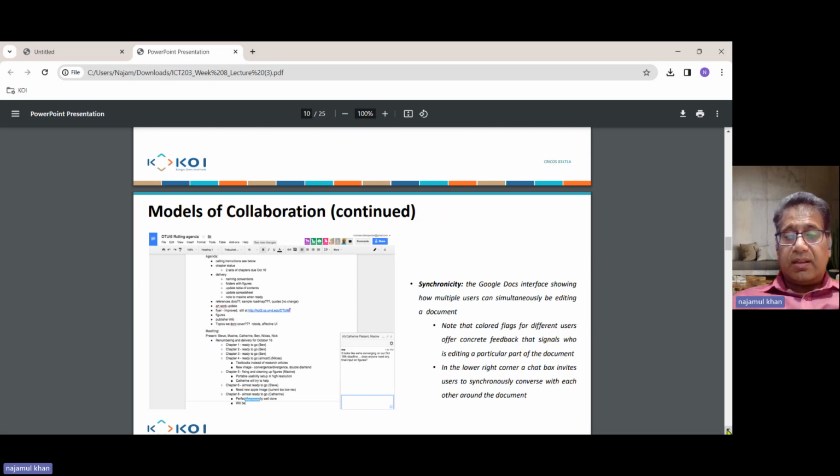You can note here the colored flags for different users offer concrete feedback that signals who is editing a particular part of the document. In the lower right corner, a chat box invites users to synchronously talk with each other around the document. So it's really a good example of achieving something.